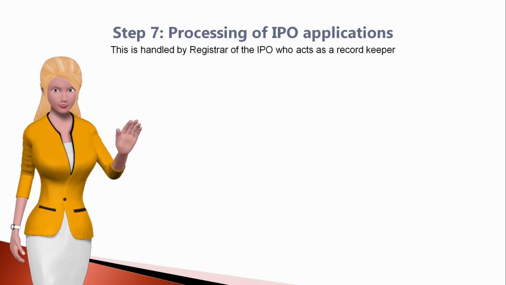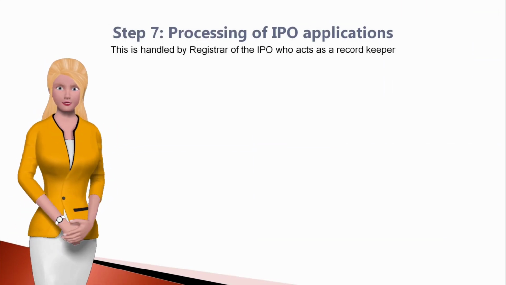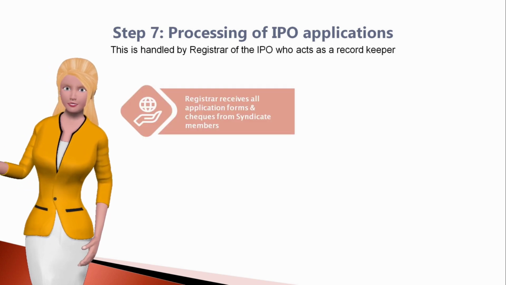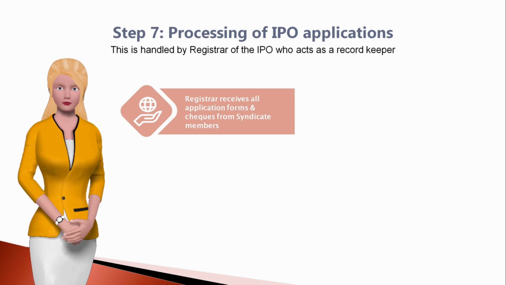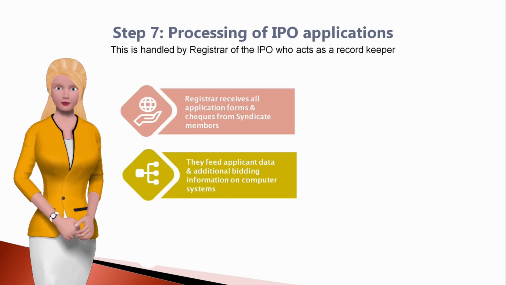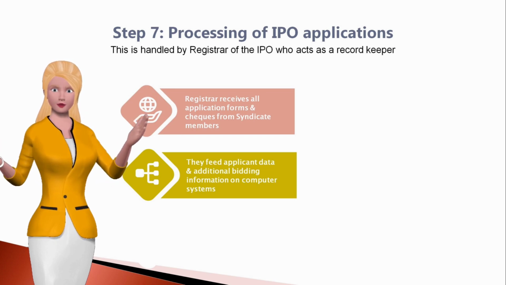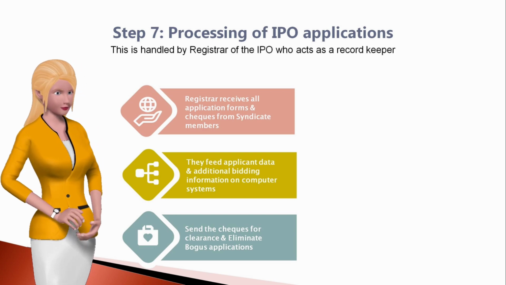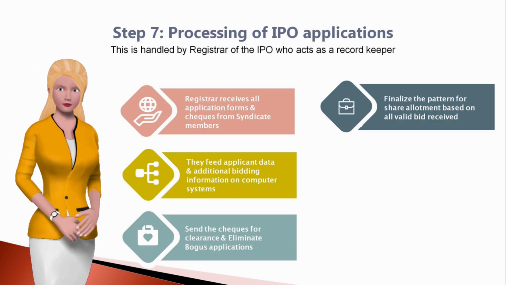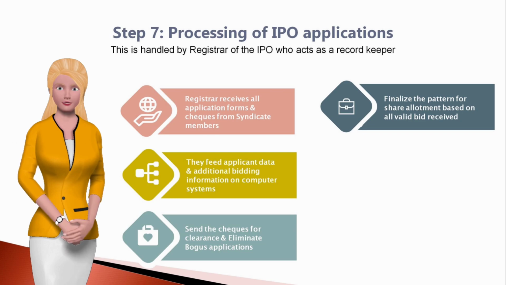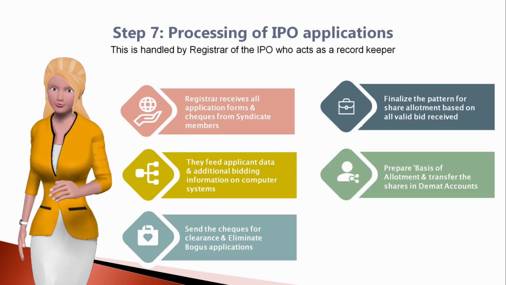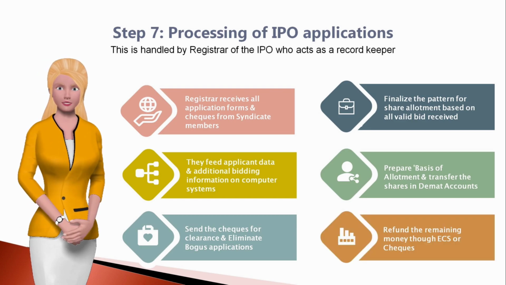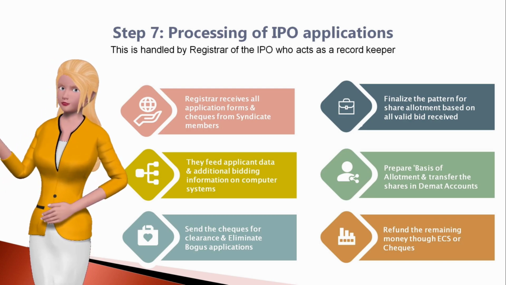As the IPO inches towards its conclusion, the role of the registrar initiates, where it collects data of all application forms, payment details, checks, etc. from syndicate members. It feeds data and additional details from applications, if any, on the computer system and sends the checks for clearance. During this process, all bogus or non-valid applications get removed from the system and the final basis of allocation gets prepared. The registrar also initiates the process of crediting shares in the demat account for successful applications and refunding the money for non-successful applications.